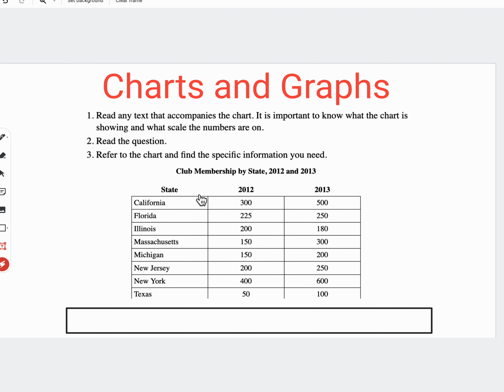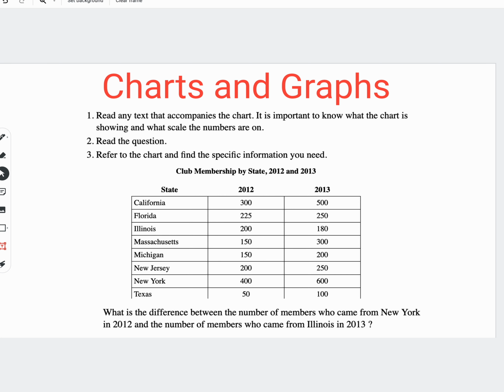Here we have club membership by state in 2012 and 2013, with California, Florida, on down to Texas. And here is our club membership value. For 2012, we have an entire column. In 2013, we have an entire column. Now let's take a look at the questions.